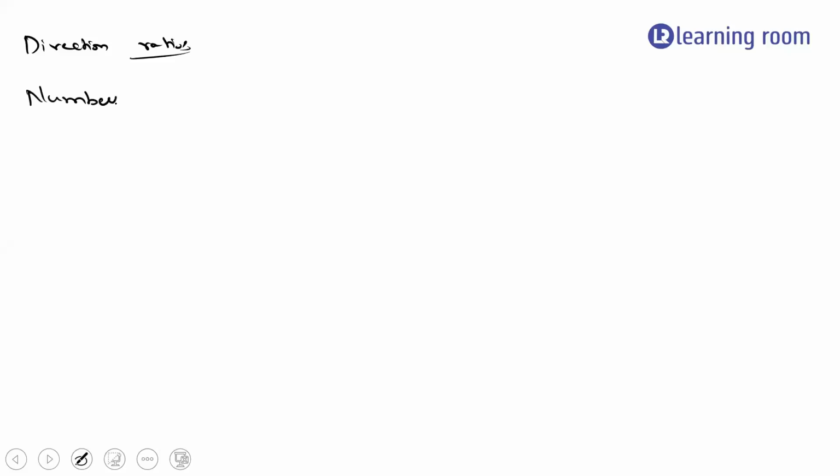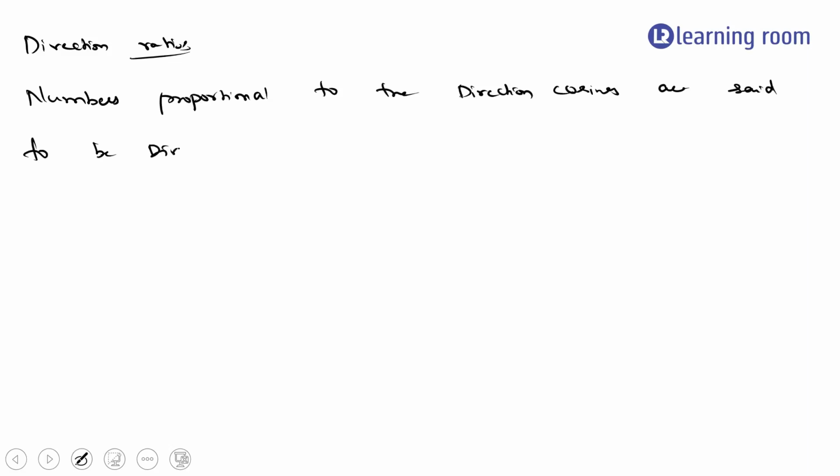Numbers proportional to the direction cosines are said to be direction ratios, or they are sometimes referred to as direction numbers also, but that is a very rarely used term. So with respect to our NCERT, we are going to use only the word direction ratios. Is that point clear? Right? So we call them direction ratios.